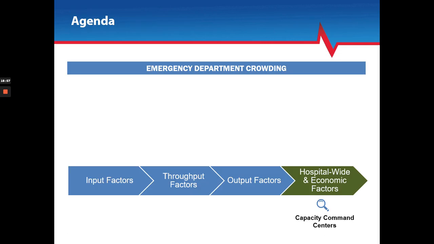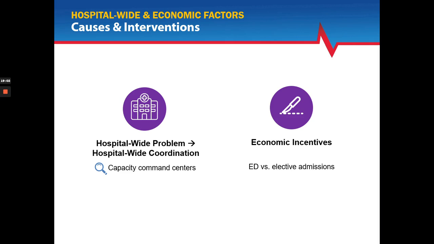Finally, let's take a look at interventions related to hospital-wide coordination and economic incentives. So first, it's recognized that ED crowding is a hospital-wide problem, and so it should have a hospital-wide solution. As discussed throughout these modules, ED boarding, which occurs due to access block or inpatient bed unavailability, is a major cause of crowding. Inpatient bed capacity and utilization isn't controlled by the ED, it's controlled by the hospital. And for that reason, optimizing inpatient bed coordination requires hospital-wide efforts. That's where capacity command centers come in, which we'll discuss in a moment.